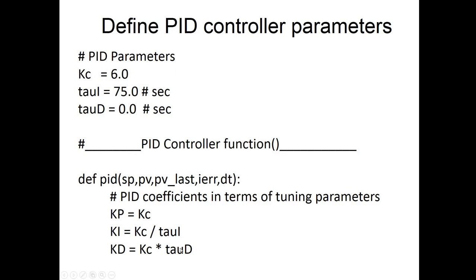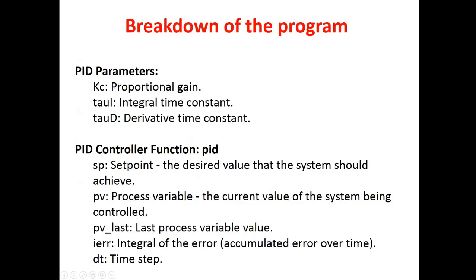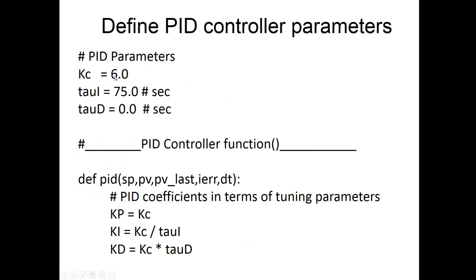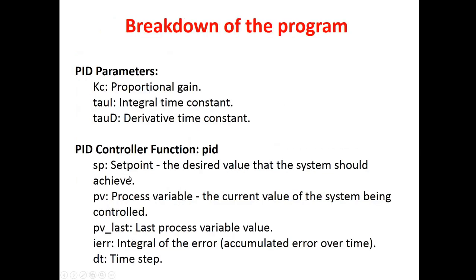Tau I is a constant which we are given as 75. And then capital Kd is Kc multiplied by tau d. Now Kc is the proportional gain, tau I is the integral time constant here, and tau d is the derivative time constant. The set point is equal to the desired value that the system should achieve. PV is the process variable, the current value of the system being controlled, and PV underscore last is the last process variable value, and I error is the integral of the error, dt the time step.